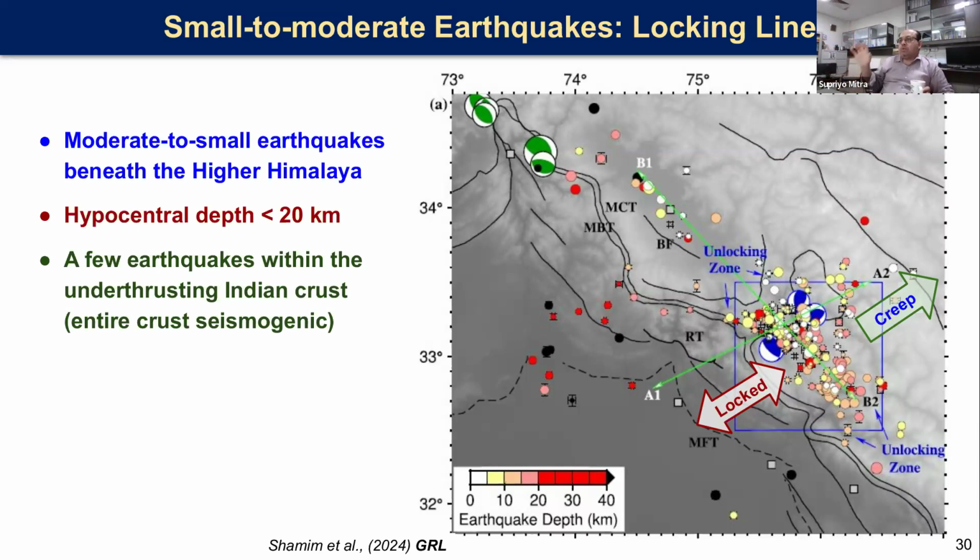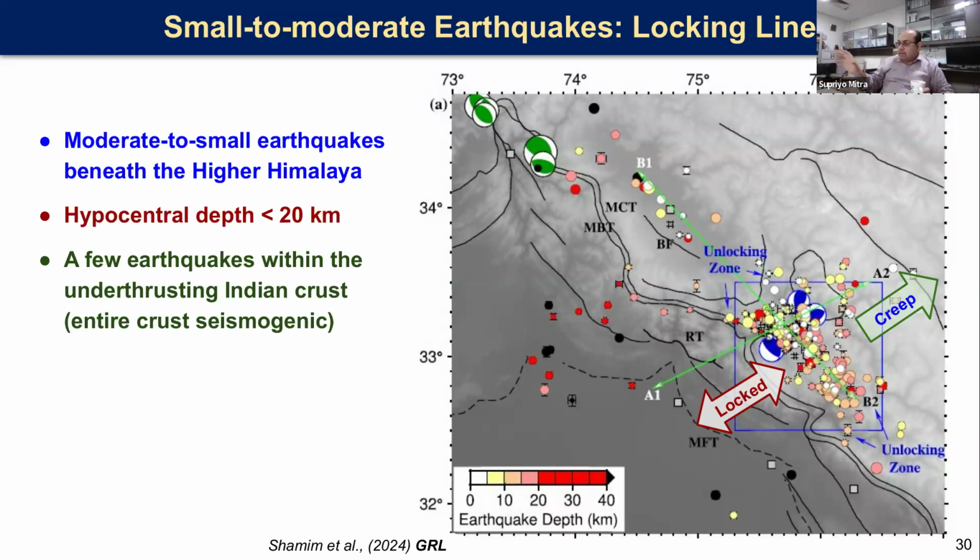We see that the moderate to small earthquakes are primarily concentrated underneath the higher Himalayas in a band across that region. The depth of these earthquakes is within the top 20 kilometers, which tells you that they are all within the Himalayan wedge. And there are a few earthquakes, which you see in red, within the under-thrusting Indian crust, which tells you that the entire crust underneath the Himalayas here is seismogenic.